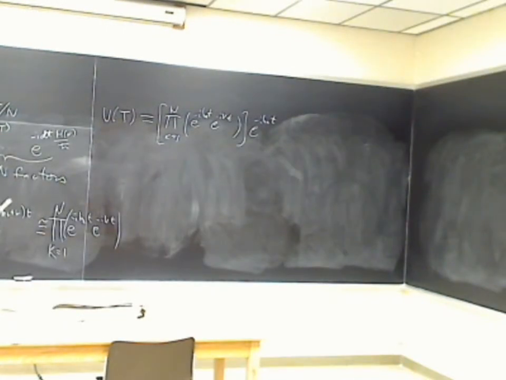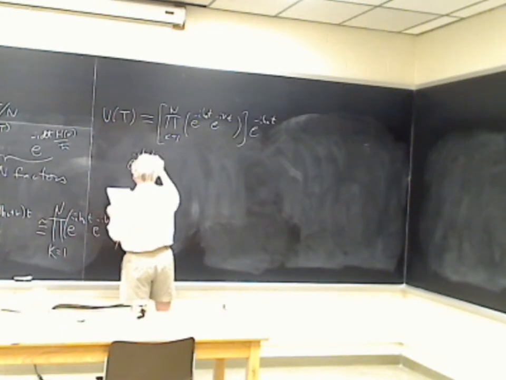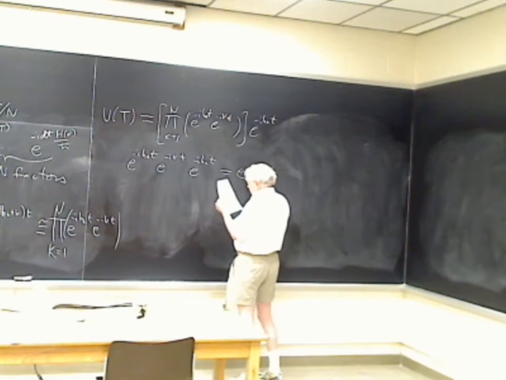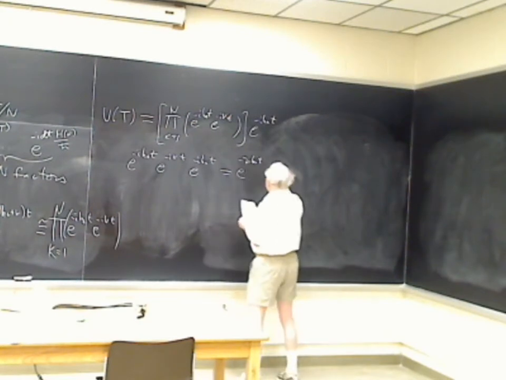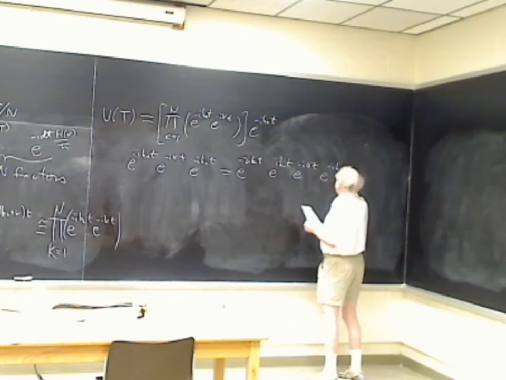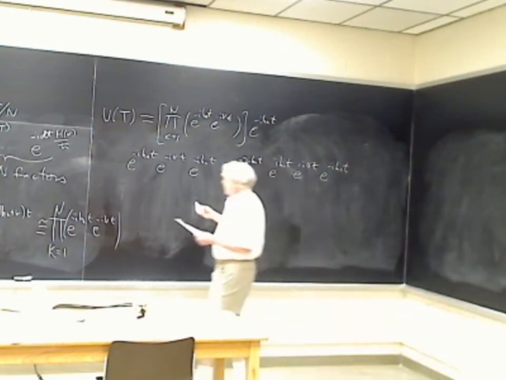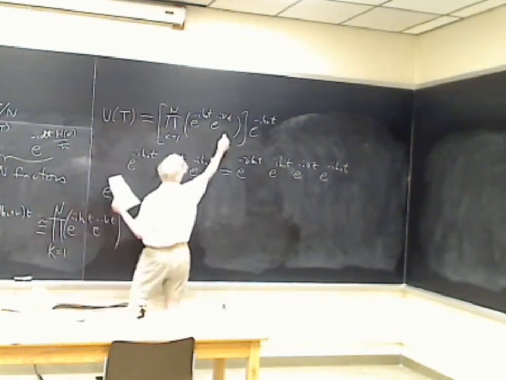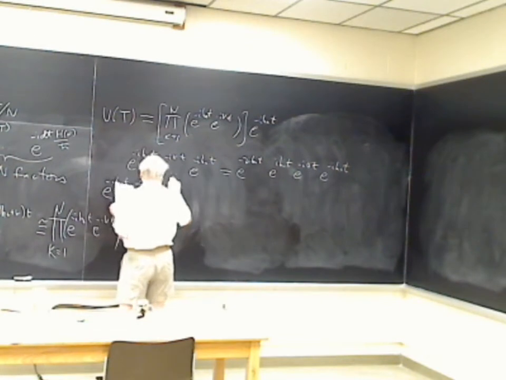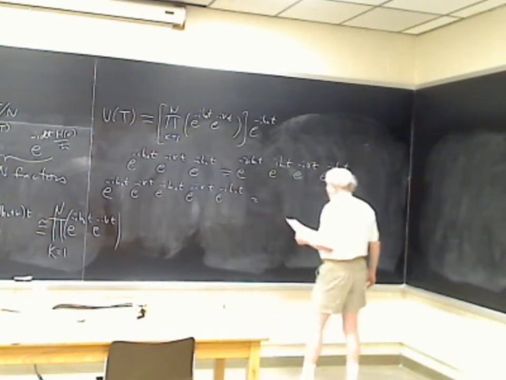Okay, now there's an amazing thing that happens. Namely, I'm going to take the first three factors, e to the minus i H0 t, e to the minus i V t, e to the minus i H0 t, and I'm going to write it as e to the minus 2i H0 t, e to the i H0 t, e to the minus i V t, e to the minus i H0 t. And then when that gets multiplied by the next pair, what we'll have is e to the minus i H0 t, e to the minus i V t, e to the minus i H0 t, e to the minus i V t, e to the minus i H0 t. That will look like this.